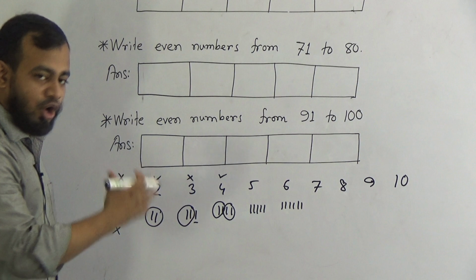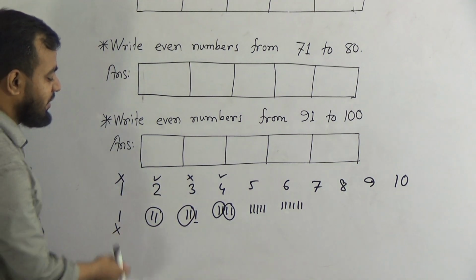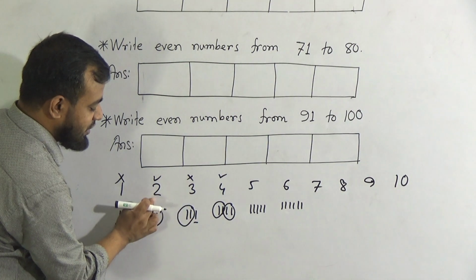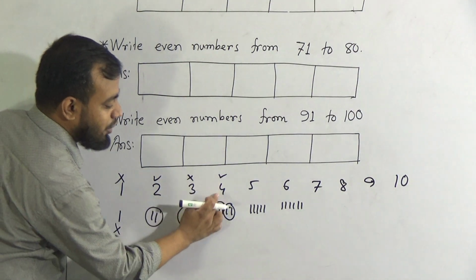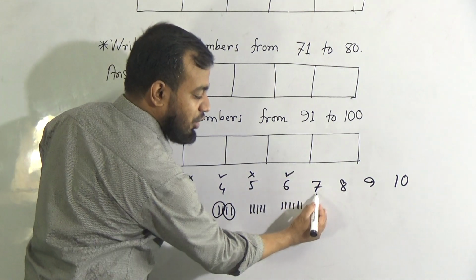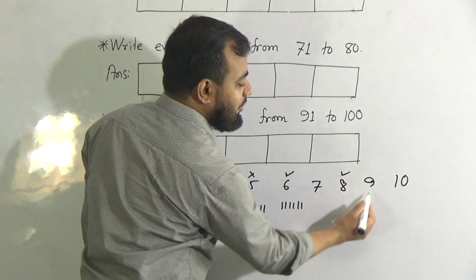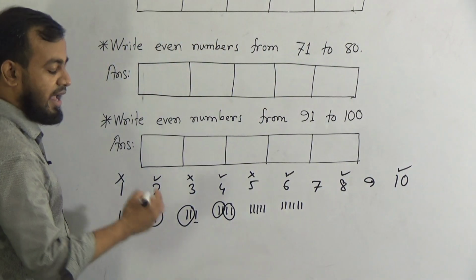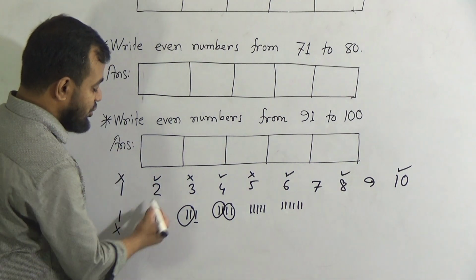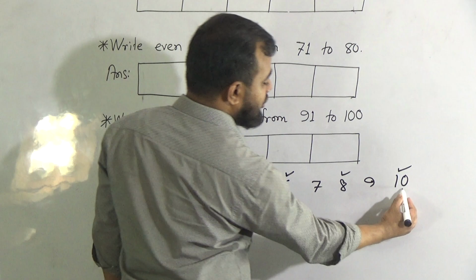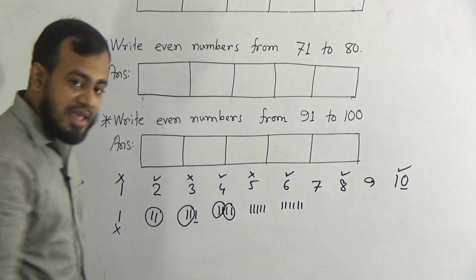So on, my dear students, we can see that even numbers appear after every one number. 2 is an even number but not 3. 4 is an even number but not 5. 6 is an even number, but not 7. 8 is an even number, not 9. 10 is an even number. That means any number which has 2 or 4 or 6 or 8 or 0 in the ones place will be our even number.